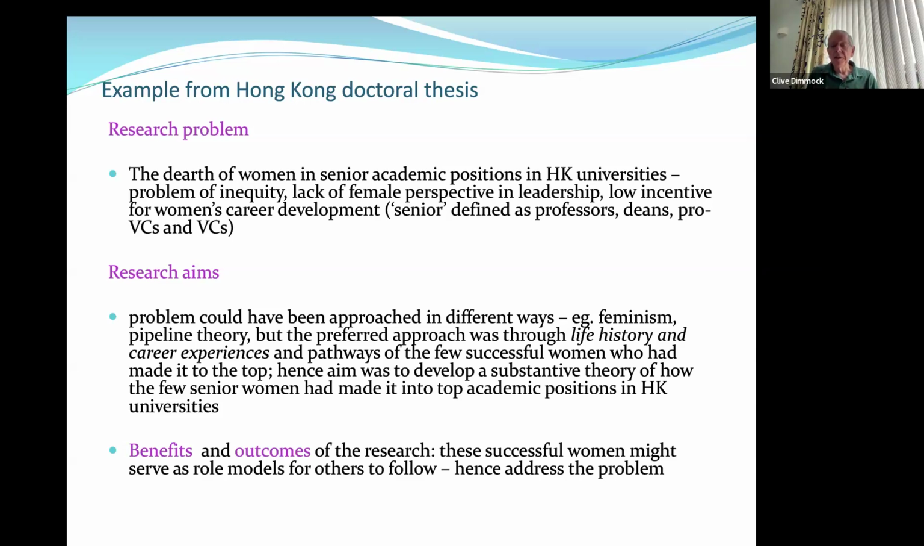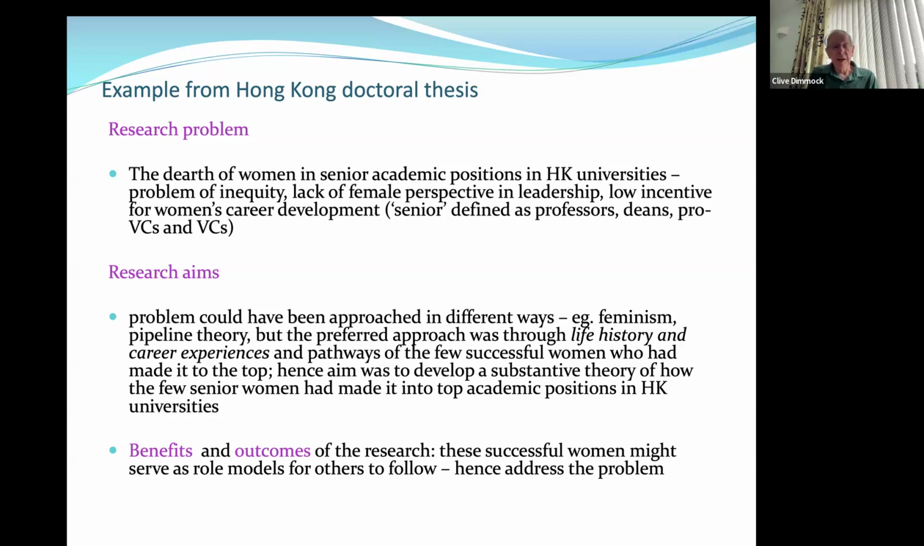I said, can you identify the few successful women who are at the top in Hong Kong universities? And I said, if you can identify, let's say, at least 10, you can develop a substantive theory of how these senior women actually made it to the top positions. And I said, that would be tremendously helpful because we can see what we can learn from those women who've broken the male barrier. And that's a lot better than just adopting a feminist critical perspective.